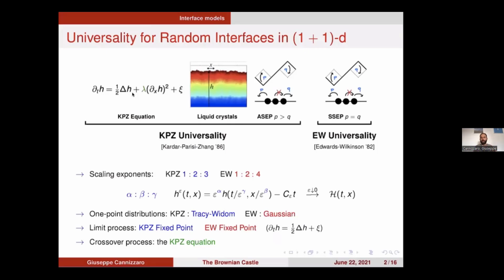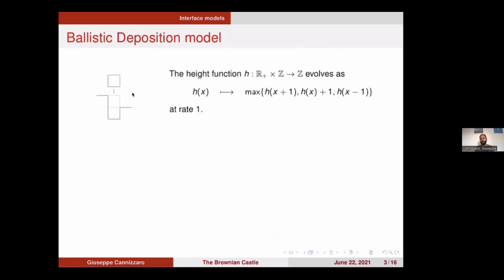Okay, so our investigation started sort of with this picture in mind. And the model we were looking at, which should belong to one of these universality classes, is the ballistic deposition. Now, the ballistic deposition is a very simple model to describe. So imagine that at every spatial location, you have a Poisson clock. And when the Poisson clock rings at location X, then the height function is updated and takes the value of the maximum between the value of the height function on the left, on the right, or the value it had before plus 1. Okay? So let me show you this.